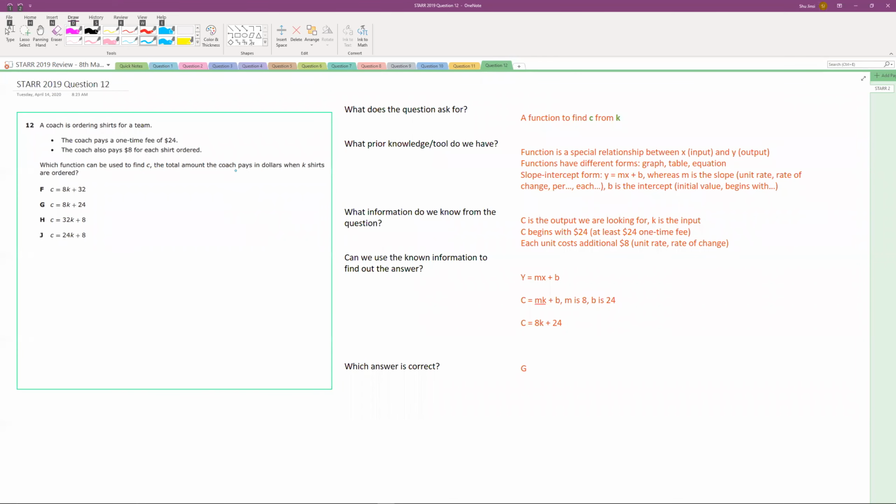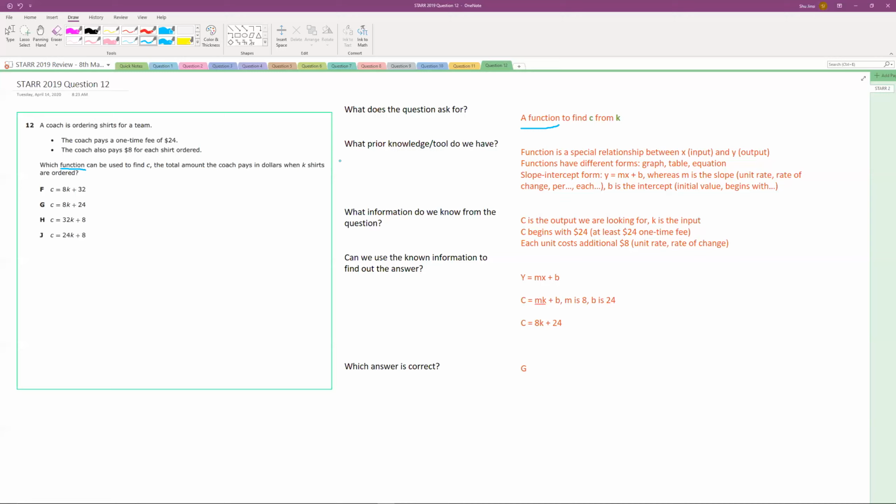Hello everyone, welcome back. Let's take a look at question 12 from the STAAR test of 2019. It says a coach is ordering shirts for a team. The coach pays a one-time fee of $24. The coach also pays $8 for each shirt ordered. And it asks, which function can be used to find C, the total amount the coach pays in dollars, when K shirts are ordered? So the question is asking for a function.